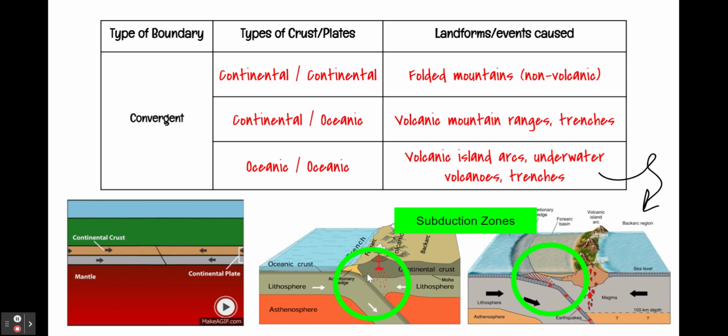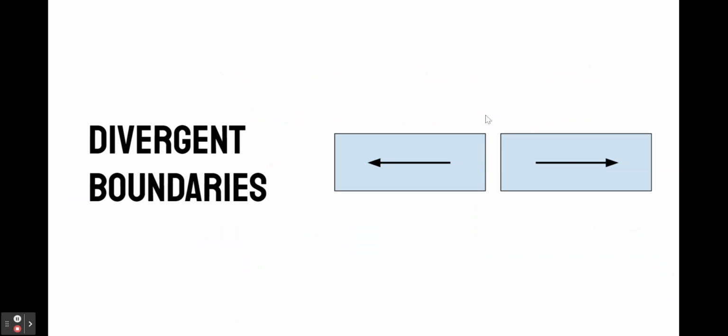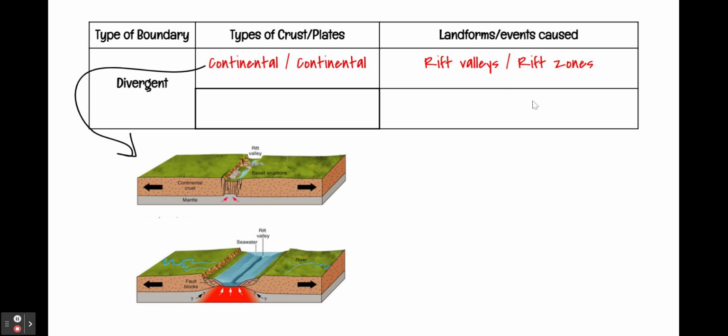These regions right here, where the more dense plate moves below the less dense plate, are called a subduction zone. It's because to subduct means to go below, and the more dense plate subducts below the less dense plate. The second kind of boundary is a divergent boundary. Divergent means to move away from. So at these boundaries, the plates move away from each other.